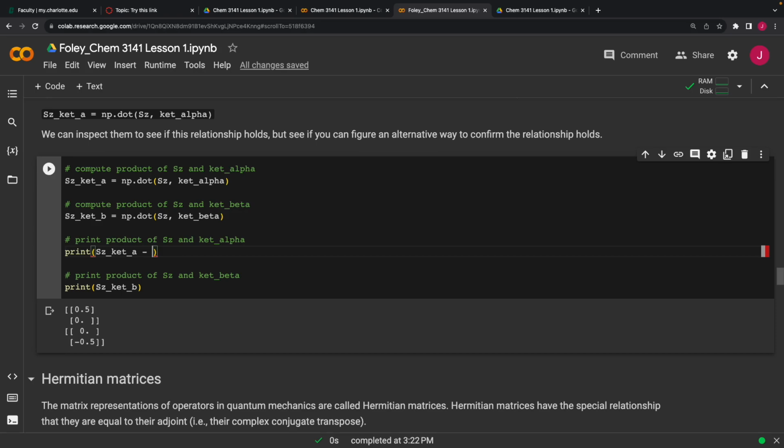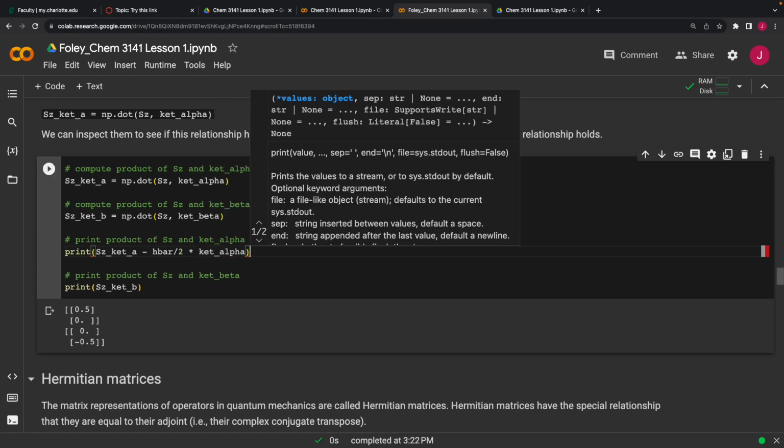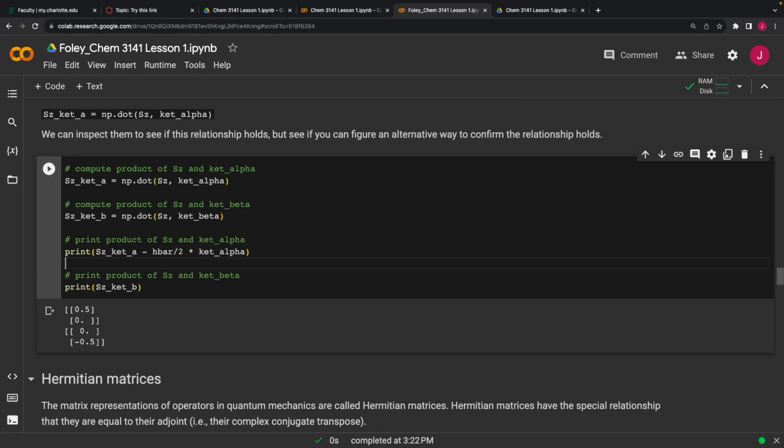One way, really quickly, is I could, in this print statement, take the result of this multiplication and then subtract from it what I expect. So for this particular one, I'm multiplying ket alpha by SZ, and I expect it should be equal to plus h bar over 2 times ket alpha. So I could subtract from this h bar over 2 times ket alpha. And if the two are the same, what I should get is (0, 0).